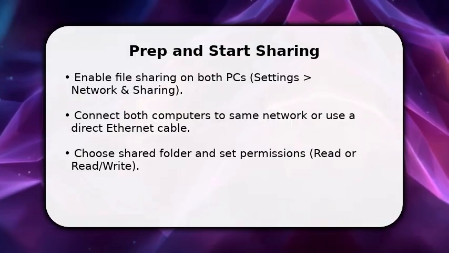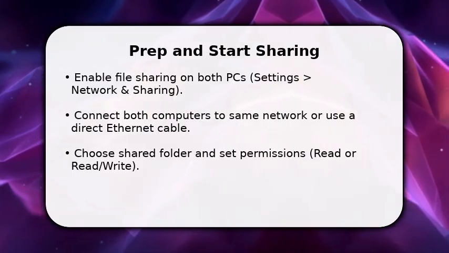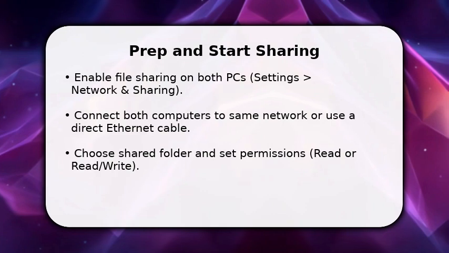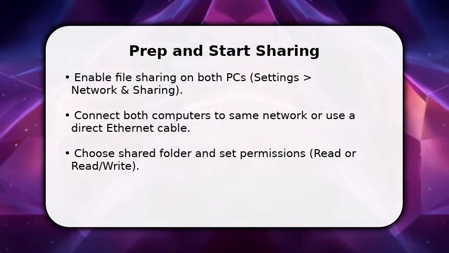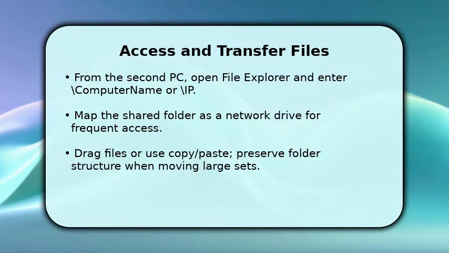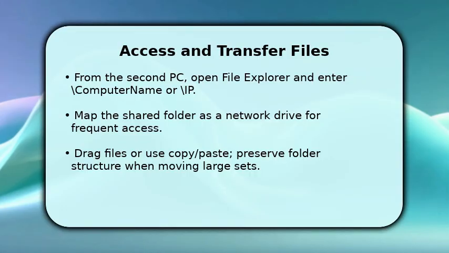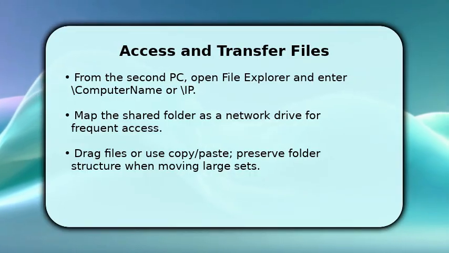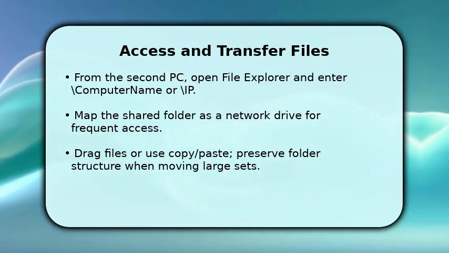Once done, note the computer name or IP address. You'll use that to locate the shared folder from the other machine shortly. Now access the shared folder from the receiving computer. Open File Explorer and type \\computer name or \\IP to reach the host device. If you'll reuse this link, map it as a network drive so it appears like a local drive letter.